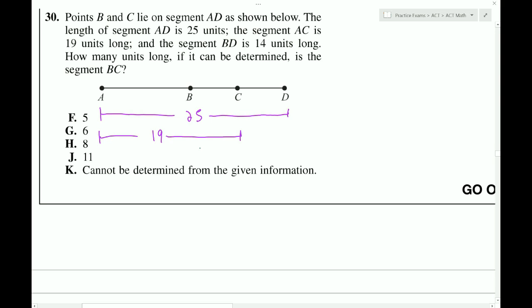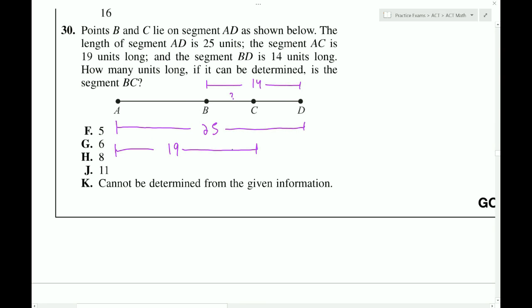Segment BD is 14. So B to D is 14. How many units long, if it can be determined, is the segment BC? Alright. So the very first thing I want to mention here is that "if it can be determined" and "cannot be determined" are very rarely going to be the answer, so you can pretty much eliminate that. If you have no other idea, you can guess between those four that are left. Don't choose K, right? But I think we have a better idea of that, so let's see.